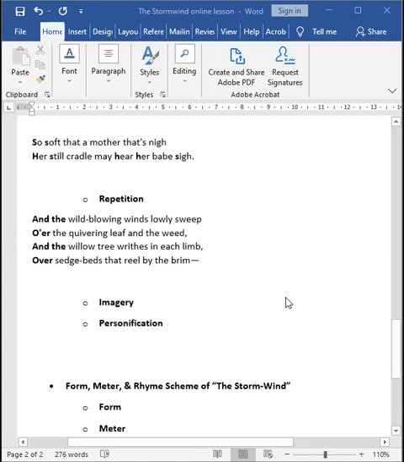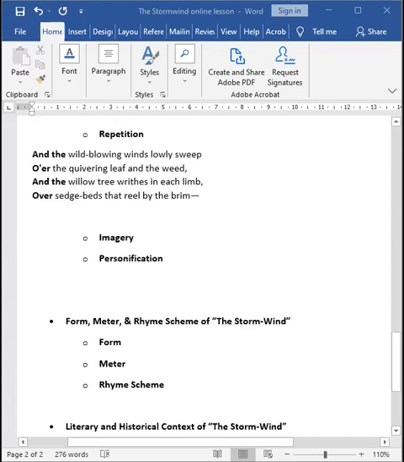Let us move on to this next literary device, that is imagery. The storm wind contains dramatic imagery throughout as the speaker describes the storm's power. The storm swells the waters of the swift rolling brook. Okay, so the winds are wild, the plants tremble, the tree limbs twist, and the grasses bend. What are we talking about? We're talking about the imagery which is present throughout the poem, which is reflecting the power of the storm.